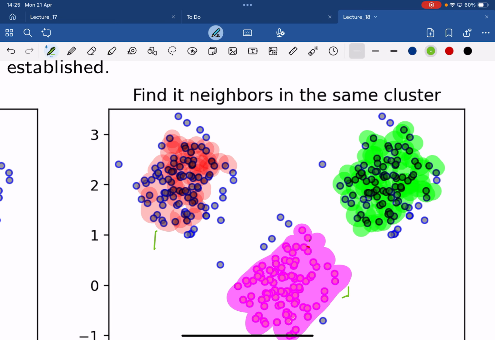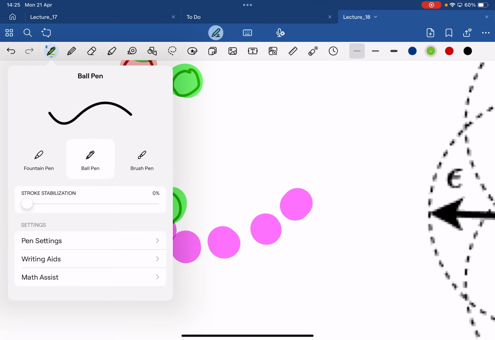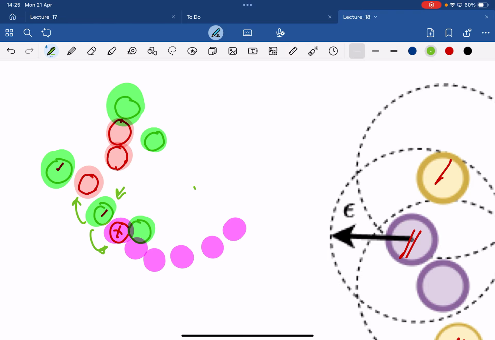Whatever points were border points, if they're connected to a cluster, will be assigned to that cluster. But if you have a situation like this, where a border point is in the middle between the two, it depends on how the algorithm is written. This point could belong either to the red one or the pink one, but anyway, if you have a data point like this, it actually doesn't matter because it can be either.